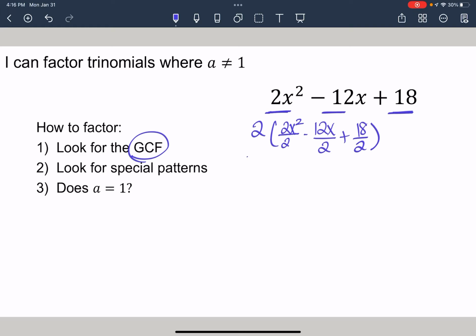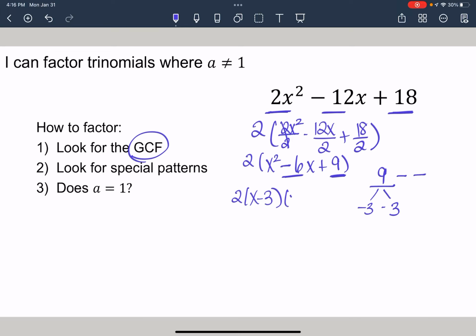And so what that leaves me with is 2 times, 2 and 2 will cancel, so that's x squared, minus 12 over 2 is 6, so 6x, plus 18 over 2 will be 9. So when I factor this, I need two factors of 9 that add up to negative 6. Since 9 is positive and 6 is negative, I'm going to need two negative factors. So the two factors that work are negative 3 and negative 3. So this is going to be 2 times x minus 3 times x minus 3, or I can write that as 2 times x minus 3 squared.